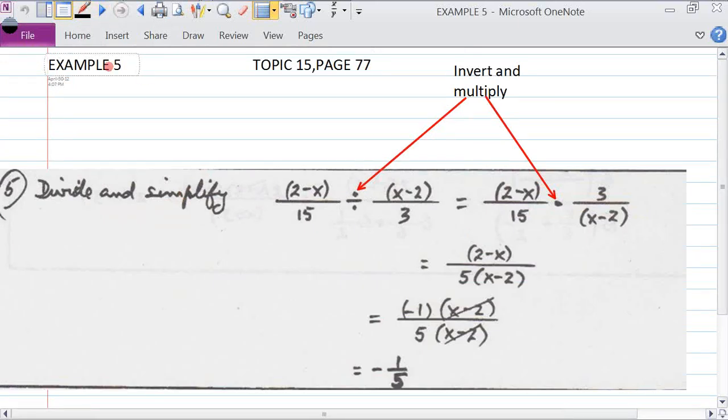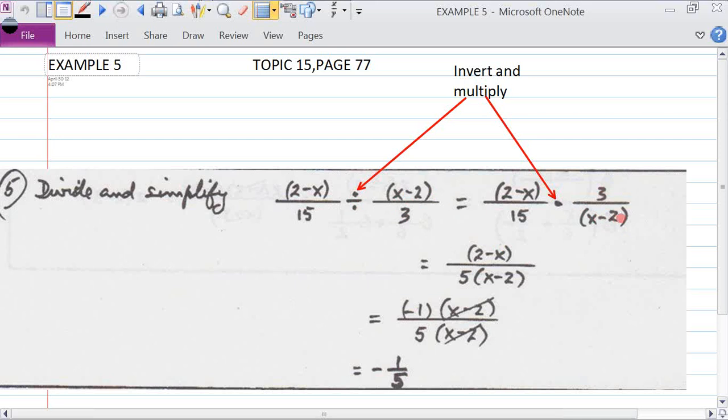Now, example 5. Here I have (2 minus x) over 15 divided by (x minus 2) over 3. What I can do is rewrite the first term right here. And instead of dividing, I'm going to multiply. So I invert and multiply. This becomes multiplication. I put this up to the numerator, and I put this down to the denominator.